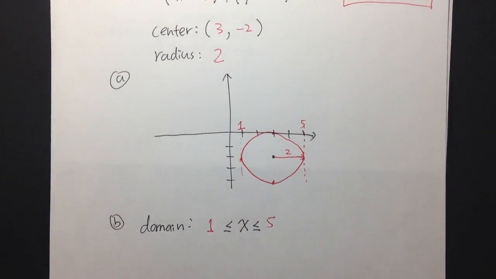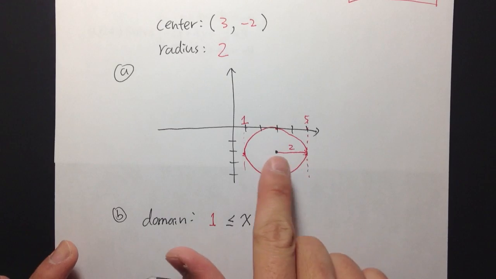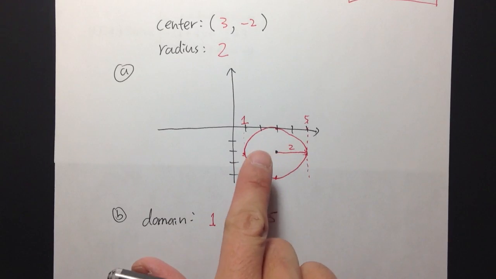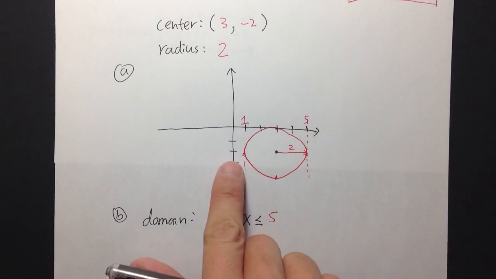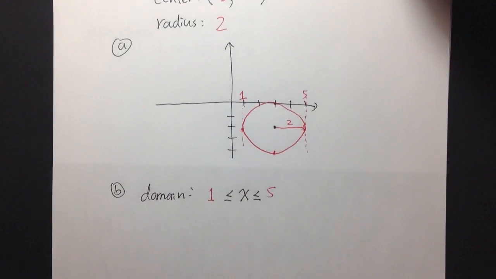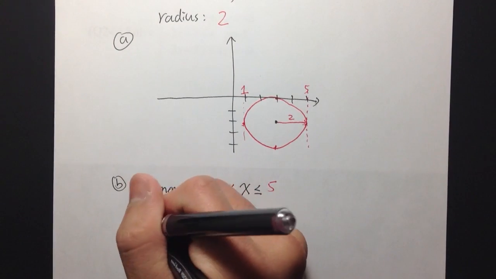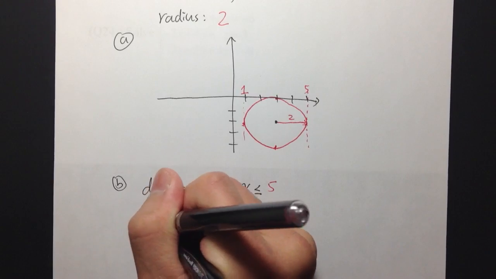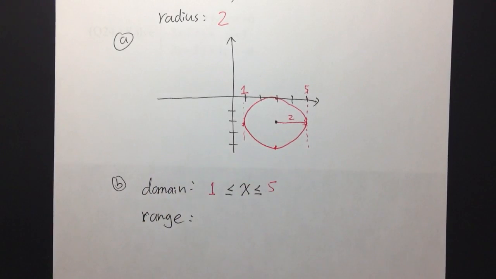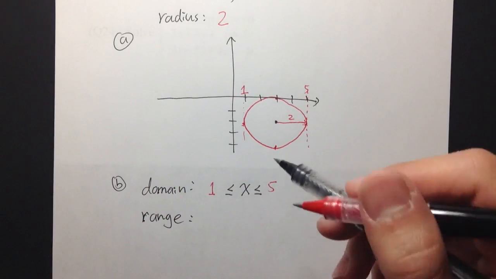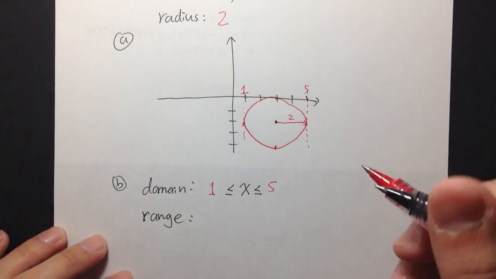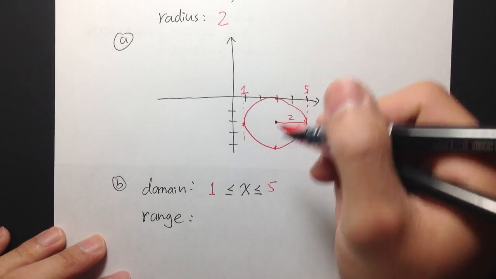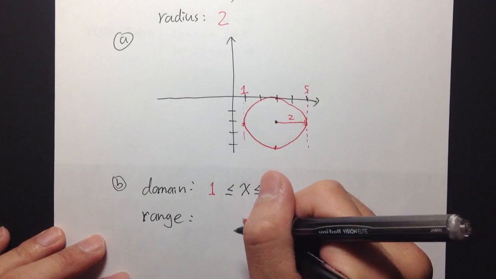Okay, again, domain is all the possible x values. We're looking for the starting point for the x to the end point of the x according to the graph. And then for range, we're looking for the second one. Similarly, the range is all the possible y values. So we're looking at the starting point, the lowest y value.